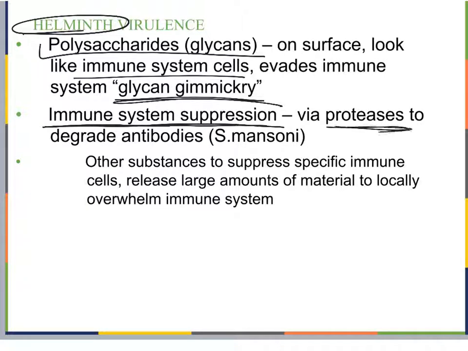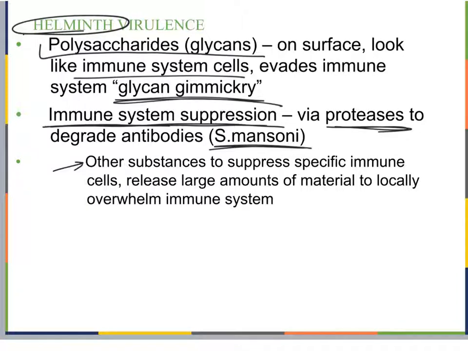Then we have immune system suppression. Via these proteases, breaking down the proteins, they can degrade antibodies. For example, S. mansoni can decrease the immune system. So not only is it difficult for our immune system sometimes to mount an attack, they actually have proteases that are going to degrade the antibodies themselves and break them down. Then we have other substances that also suppress specific immune system cells. They can also release large amounts of material to overwhelm the immune system.